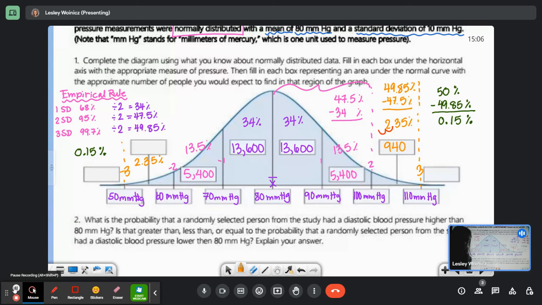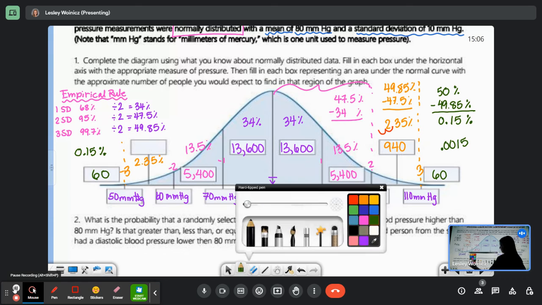All right, last one. Be careful because this one is going to be 0.0015. Yeah, that one I got right. I forgot to do it over here too. So this will be 60 and this one will be 940.